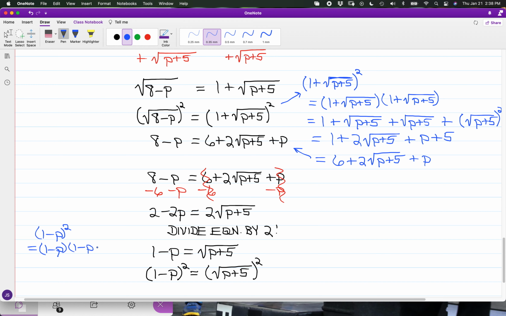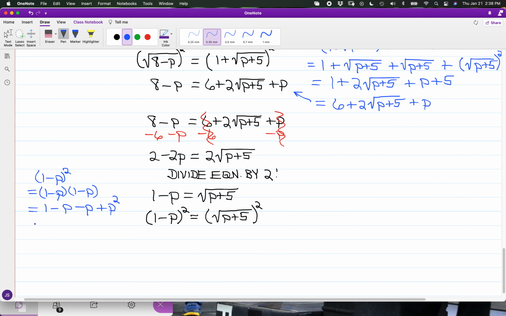Just to mention, you have 1 minus p squared, so I have the quantity 1 minus p times itself. In the FOIL, now I have 1 minus p and another minus p. Negative p times negative p is going to be p squared. So we're going to have 1 minus 2p plus p squared. It really doesn't matter what order you place this, but I'm going to put the highest degree term at the front. So you have p squared at the front, minus 2p in the middle, and shift the 1 over, plus 1 at the end.